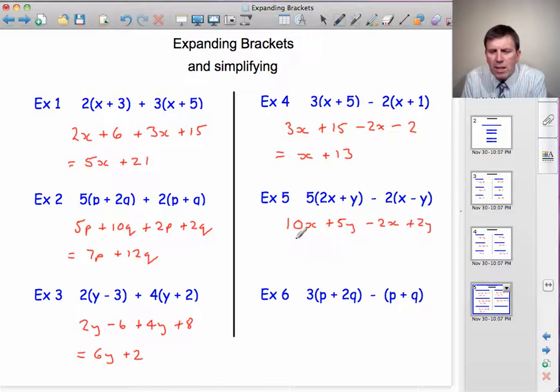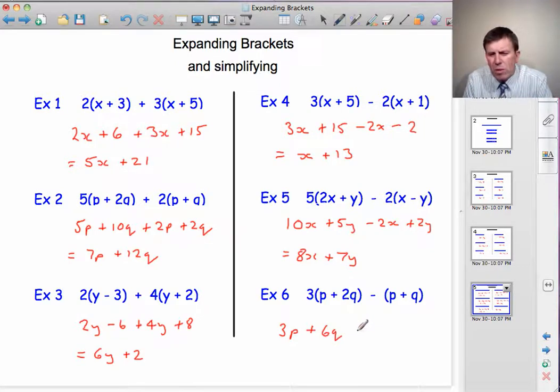Collect the x's together. 10x minus 2x is equal to 8x. Plus 5y plus another 2y is plus 7y. And the last example, 3 times p is 3p. 3 times plus 2q is plus 6q.